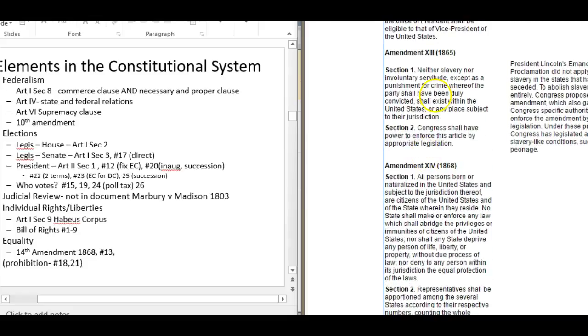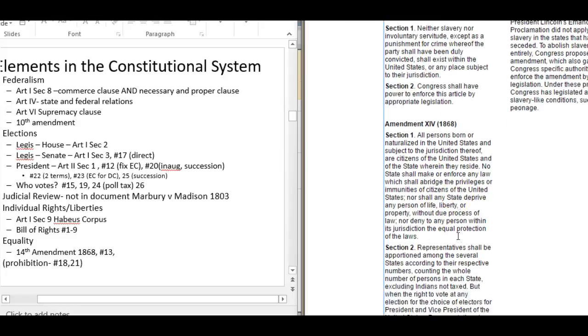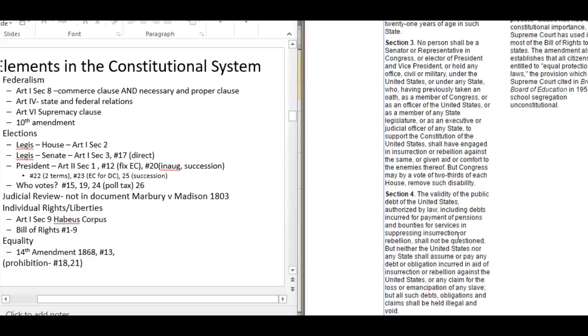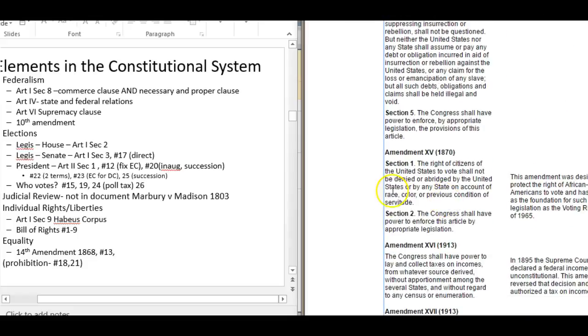These are the Civil War amendments. The 13th Amendment banned slavery. The 14th Amendment is the Equal Protection Clause, the Due Process Clause. And the 15th Amendment gives the right to vote to African American men in 1870. And we mentioned that up here as well.